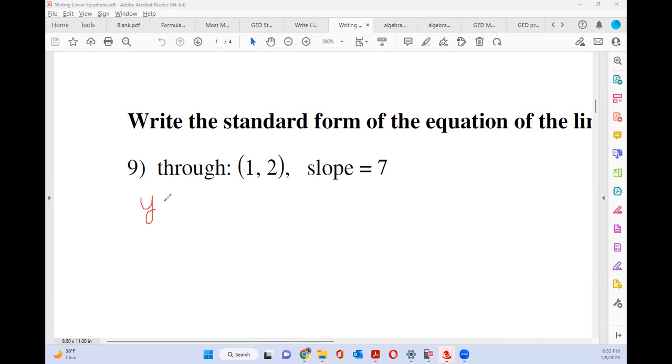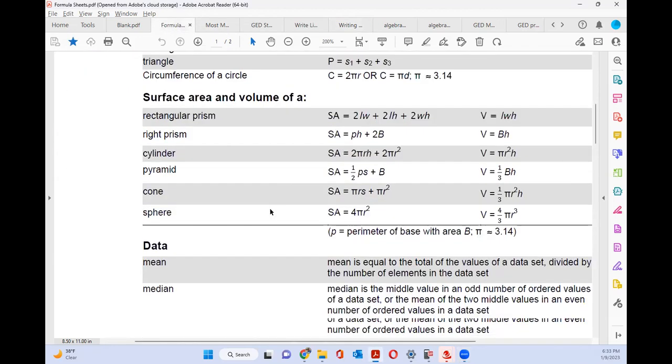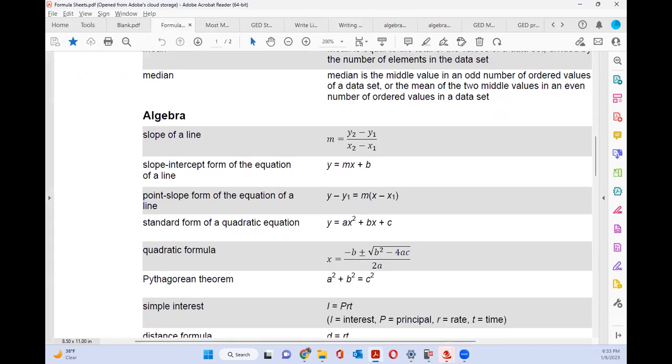Can anybody tell me what the point slope formula is? Y equals m... point slope. So let's look at the formula sheet. Y minus y1. That's right. So here it is right here. Now I'm going to show you this way.